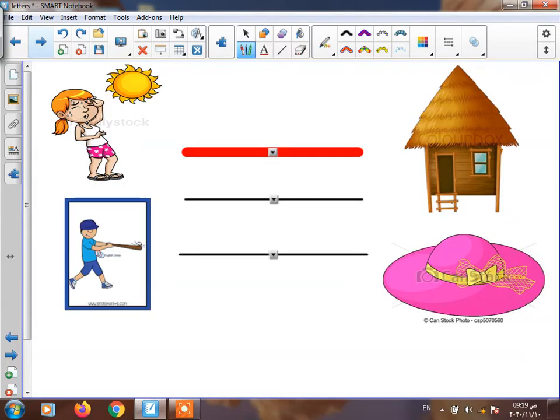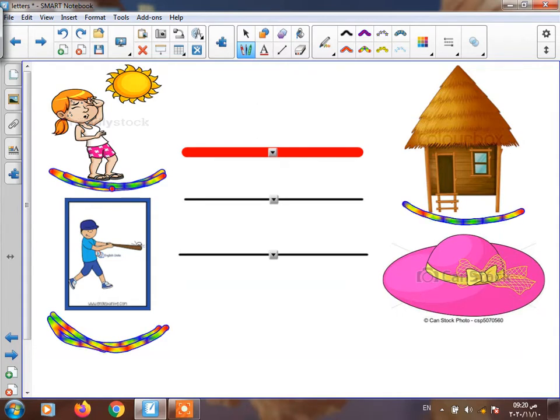Okay, KG2. Here. Hot. Hit. Hat. Hat. Hot. Hit. Hat. Start with sound H. Start with letter H.